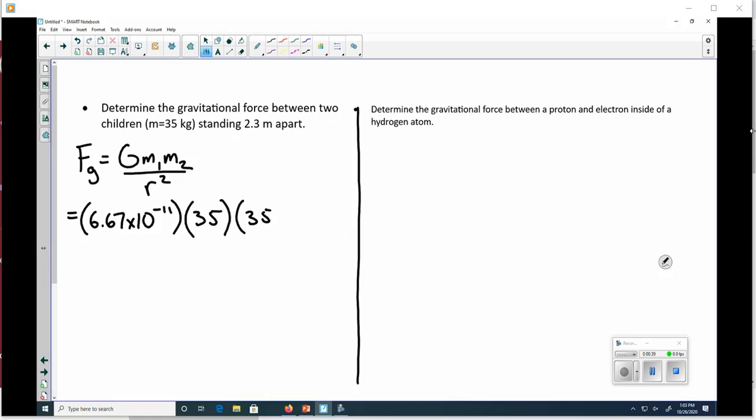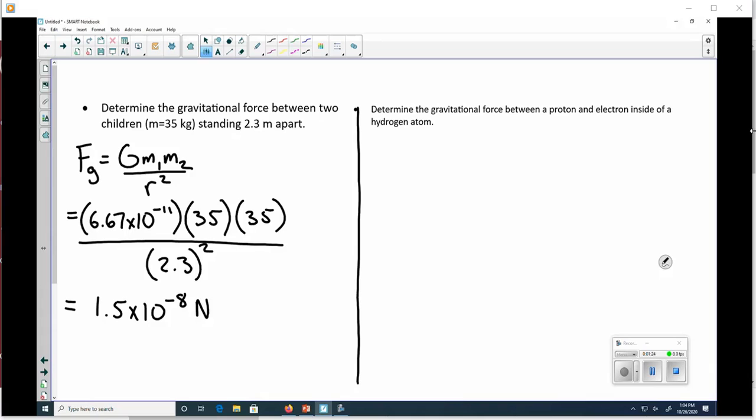And so using the universal law of gravitation, we plug in the gravitational constant and the mass of each of the children, 35 kilograms each, divided by the distance squared, and the force between those two kids is 1.5 times 10 to the minus 8 newtons. So, a very, very small force.